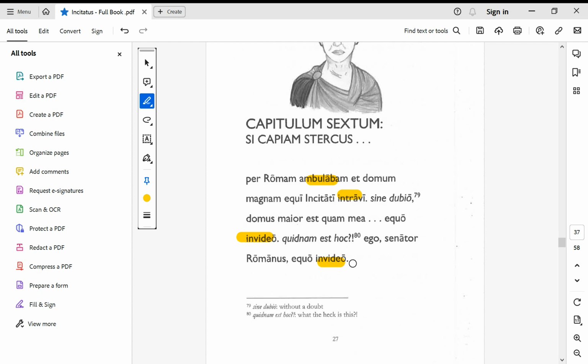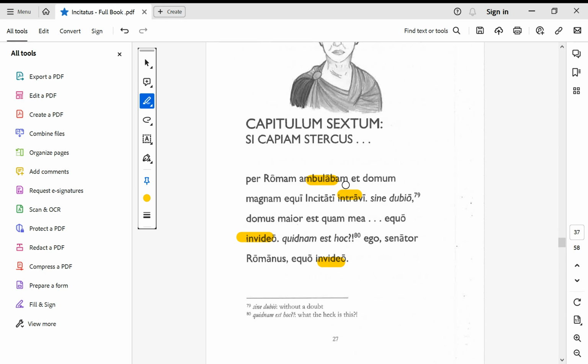Then you want to figure out who's doing it. And all of these, invideo ends with an O. That's a present tense, first person singular. So I know that's I. I'm the one doing the envying. We have intravi here, which is perfect tense, perfect past tense. It ends with an I, which is the first person singular in the perfect tense. I entered. And then ambulabam, bam being the first person singular ending of the imperfect tense. I was walking. So we know the subject for all these sentences is I.